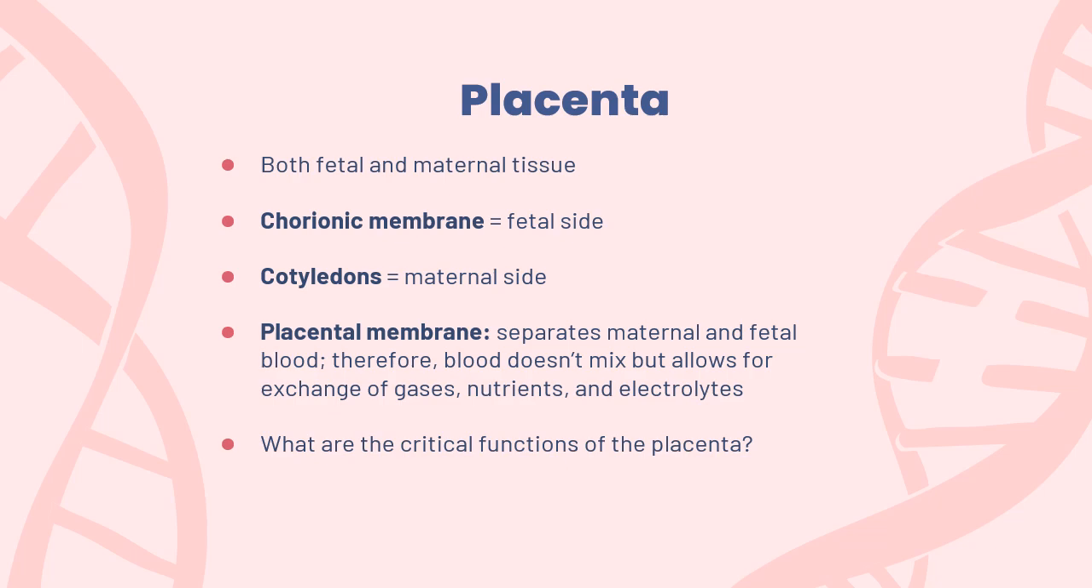HCG, the higher it is, the more mature the placenta is getting, the more stable the pregnancy is. And human placental lactogen, your HPL, promotes fetal growth by glucose control and prepares the body for lactation. So those are some of the hormones that are going to be at play while all of this is developing.